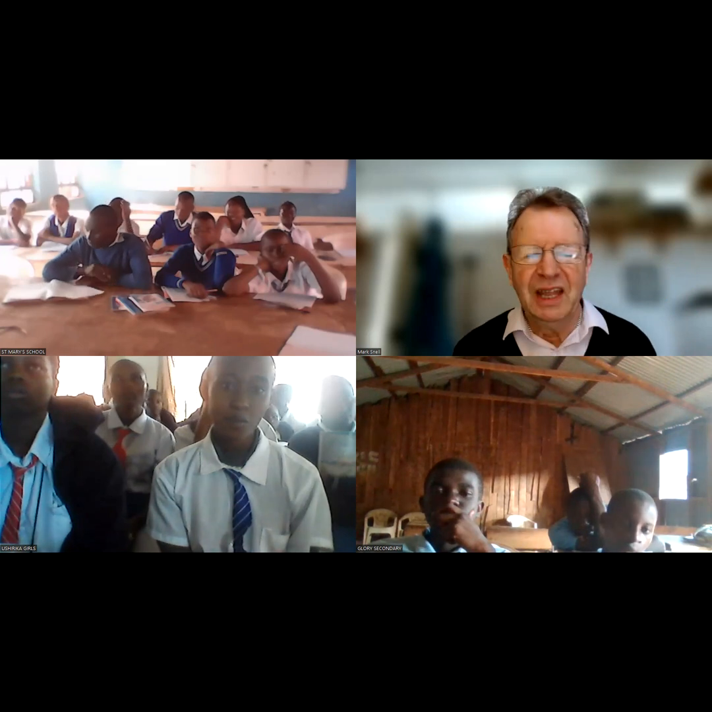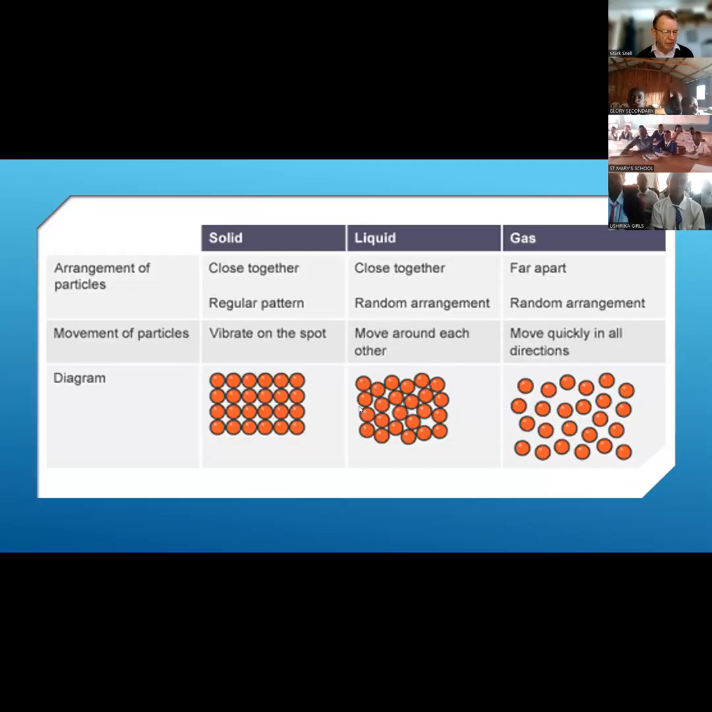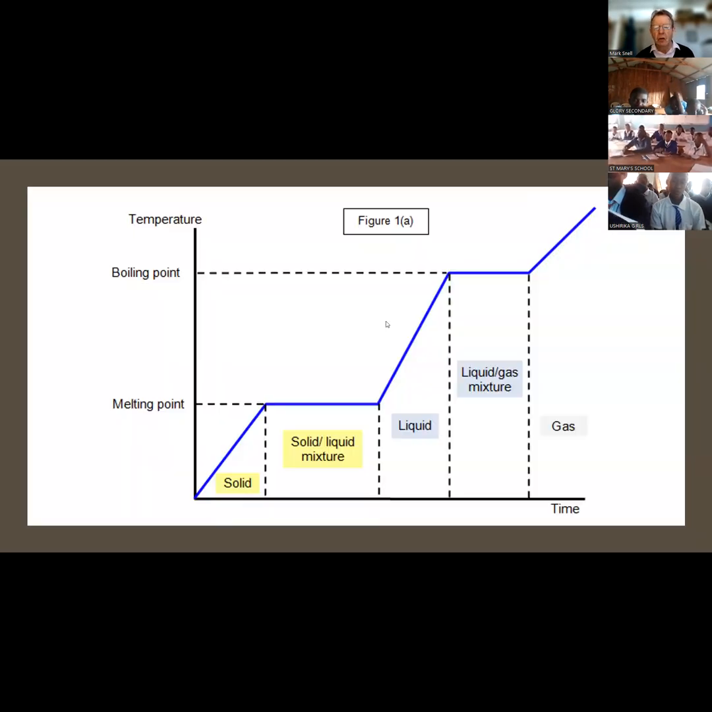Sorry. So in this picture here, this is what this is showing here. Solid, liquid, gas, that's the sort of thing you might have to draw. And kinetic energy would go from very low in the solid into the liquid, into the gas, more and more kinetic energy. We said that we could draw that in graphs like this.